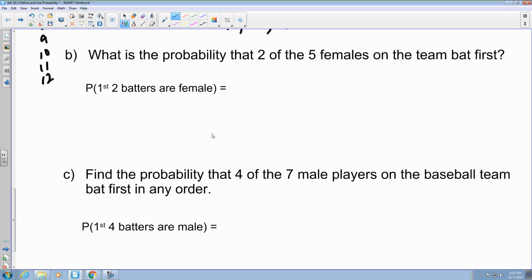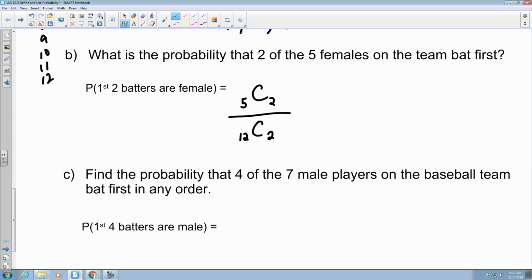In the numerator, the favorable outcomes are going to be the five females, so that's going to be my value of n. And then my value here is going to be 2 because I want it to be the first two. And then we're going to divide it by the combination of all of the batters being in there, whether they're male or female. This is going to be 12, and we're going to look at 2.